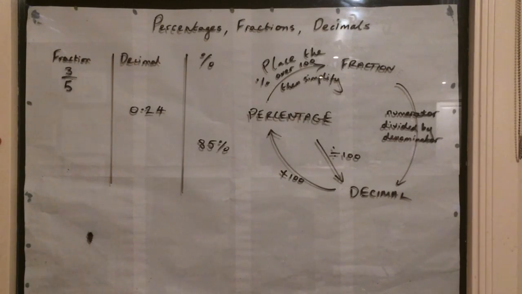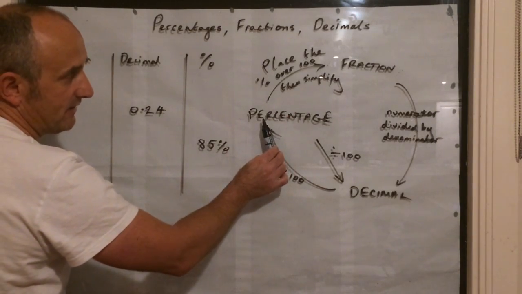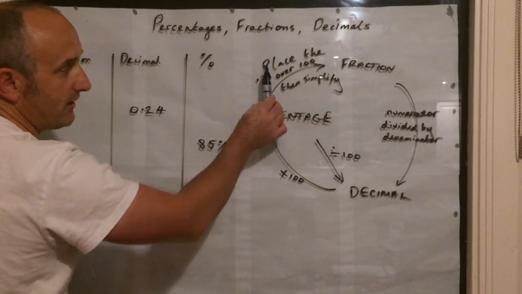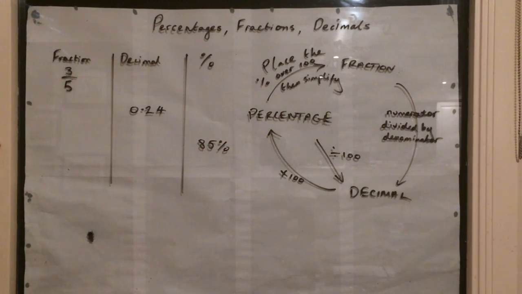Finally, how do we change a percentage to a fraction? To change a percentage to a fraction, we write the percentage over 100 and then we simplify. And what I'm going to do is I'm just going to demonstrate a couple of them here.